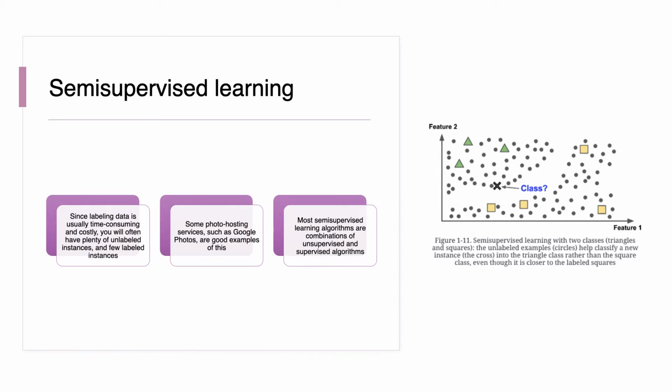Semi-supervised learning with two classes, triangles and squares. The unlabeled examples, circles, help classify a new instance, the cross, into the triangle class rather than the square class, even though it is closer to the labeled squares.